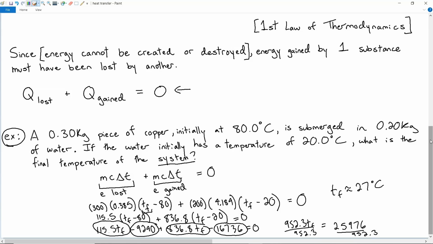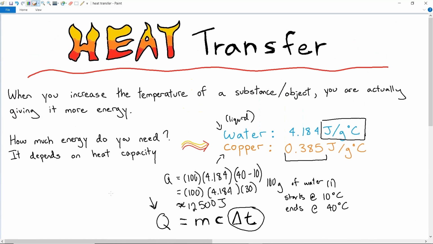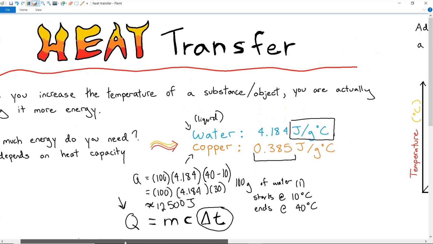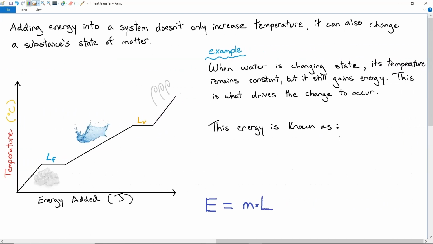And that honestly covers the basics of heat transfer questions, but there is going to be one other concept that could complicate things. So let's take a look at what that could be. When we add energy to a system, it doesn't always lead to an increase in temperature. It could actually cause the change in a substance's state of matter.